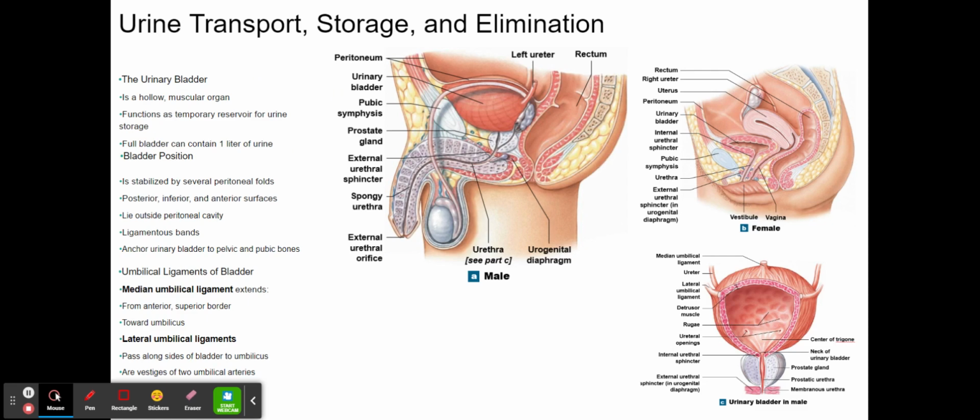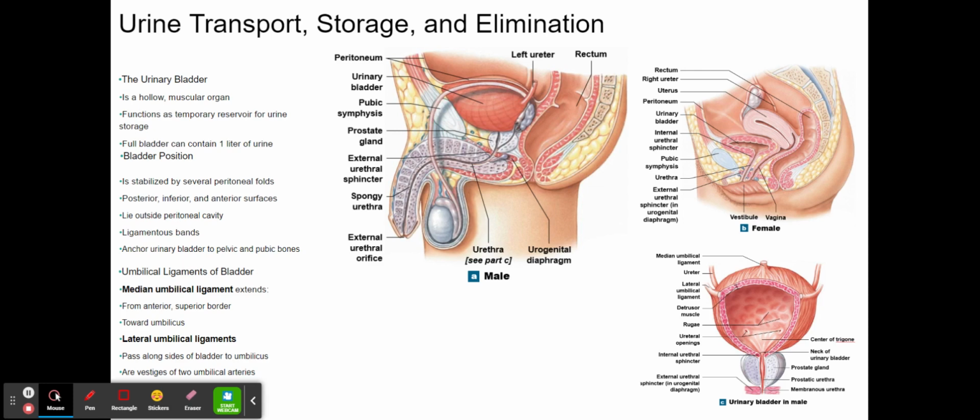The urinary bladder is a hollow muscular organ that serves as a temporary reservoir for urine. The dimensions of the urinary bladder vary with its state of distension. A full urinary bladder can contain as much as a liter of urine. A layer of peritoneum covers the superior surfaces of the urinary bladder. Several peritoneal folds assist in stabilizing its position.